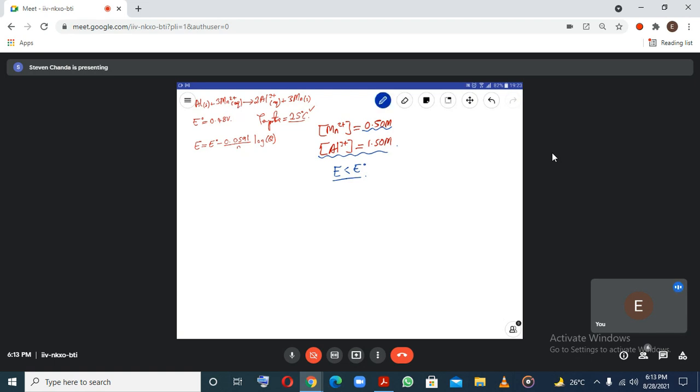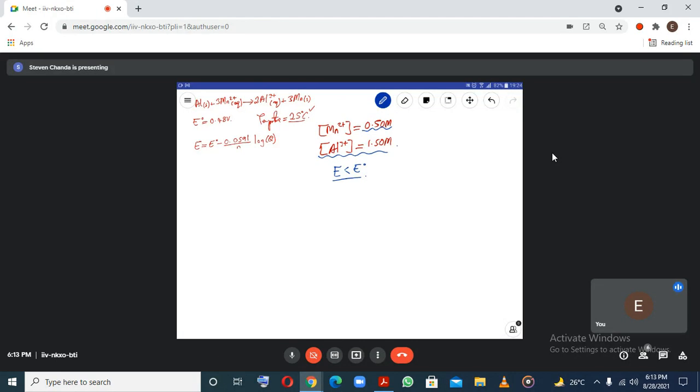So the fact that the reaction wants to be going backwards means that the cell potential, the electrons, are not going to be flowing the way they want to be flowing, because Le Chatelier's principle is telling us that the reaction will be going backwards to some degree.